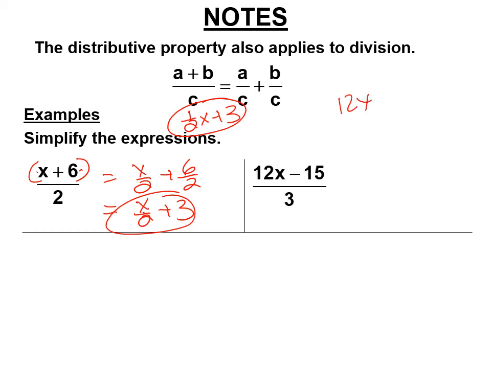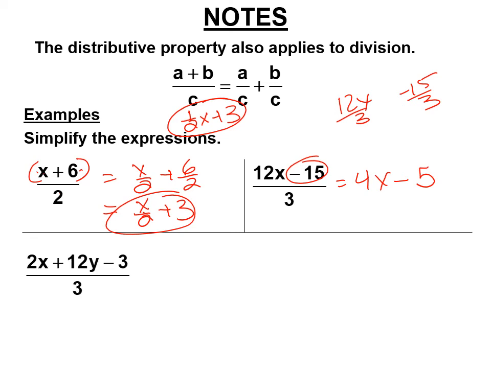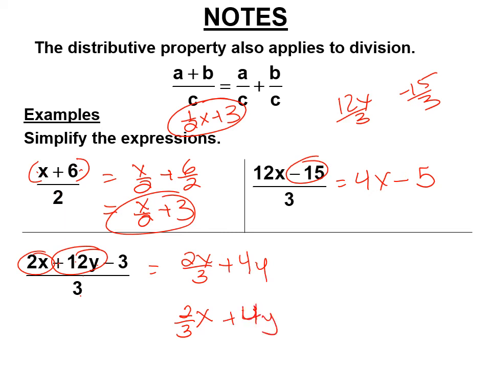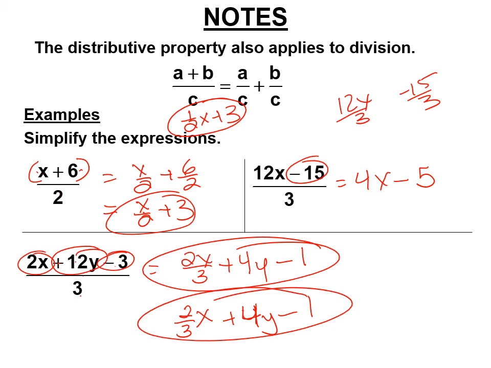All right, same thing here. So 12x divided by 3 is 4x. Minus, or negative 15 divided by 3 is negative 5. That's how it works. Same thing here. So 2x divided by 3, right? So you have choice. You could write 2x over 3, or you could write 2/3 x. Same thing. 12y, positive 12y divided by 3, positive 4y. And last but not least, negative 3 or minus 3 divided by 3, negative 1 or minus 1. So either of those answers are correct.